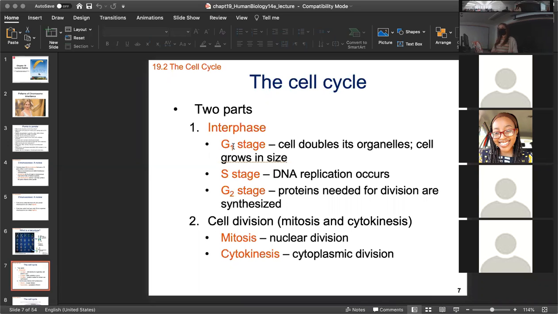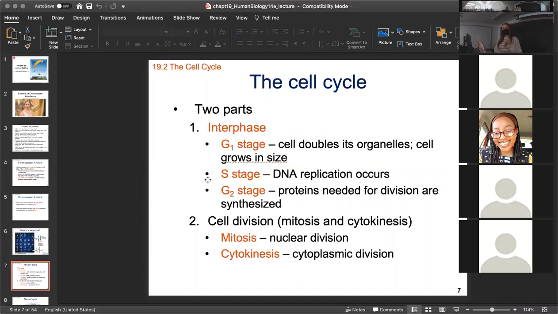So the first step here is called interphase in the cell cycle. And there's interphase, and then there are these things called G1 stage, S stage, and G2 stage. I picture those as like little checkpoints along the way. So when you're going through interphase, the cell doubles its organelles and the cell grows in size, which makes sense, right? Pretend I'm holding an animal cell, and I want to make another animal cell. If I need to make another one, all those organelles that are in the first one need to come over to the second one.